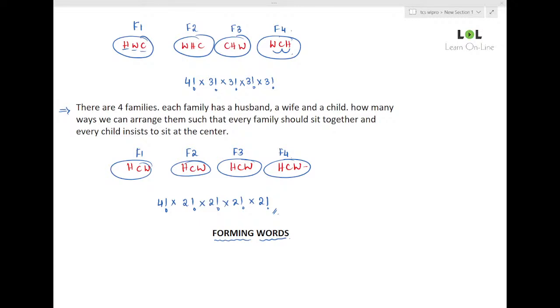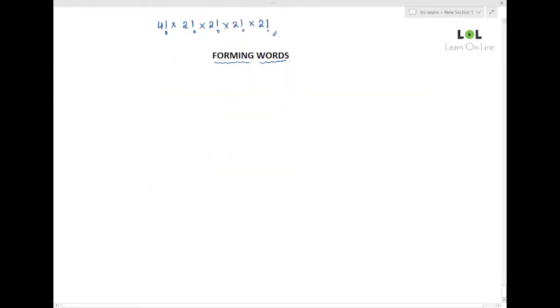Okay, fine. So let us start, guys. One last class in permutation and combination: forming words. So this will end our permutation and combination concept completely. So let us see what kind of questions we can get.